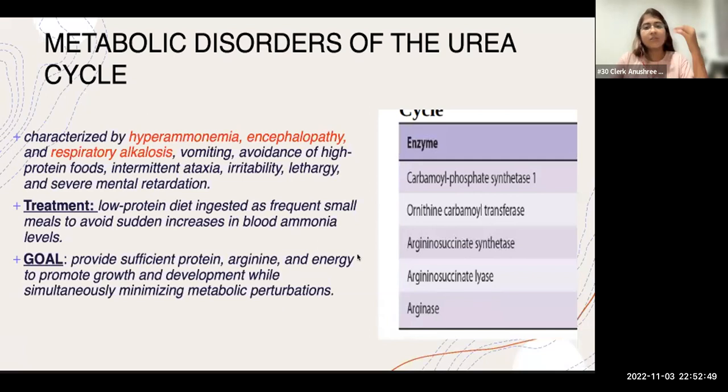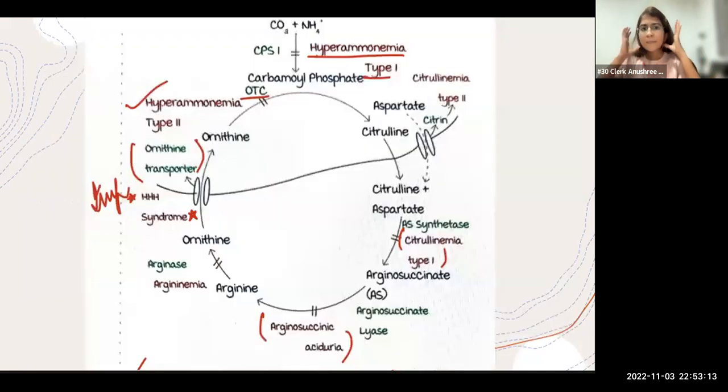Okay. So, guys, for the next slide, try to draw it on a piece of paper. We'll be listing down the disorders that are associated with these 5 enzymes: CPS1, ornithine carbamoyl transferase, argininosuccinate synthetase, argininosuccinate lyase, and last, arginase. So please go step by step and draw this with me.